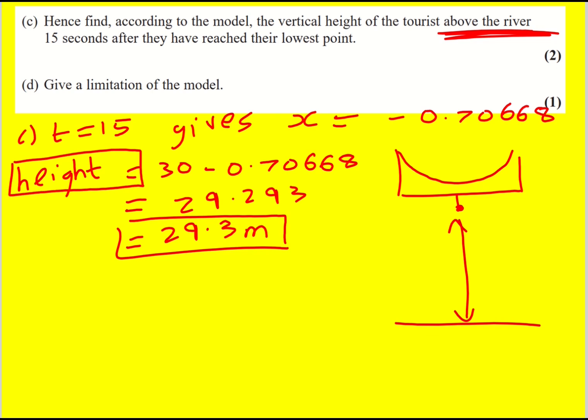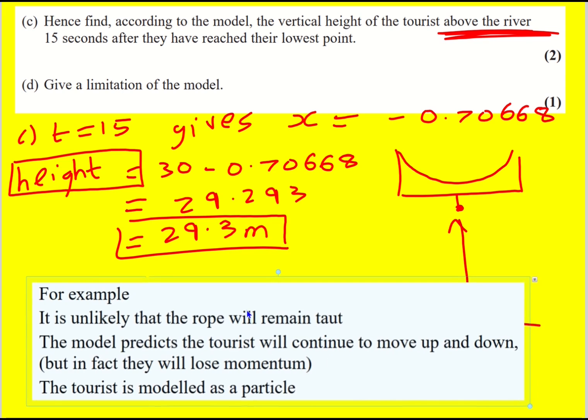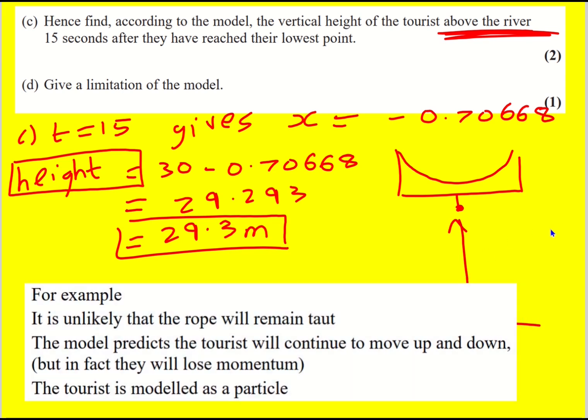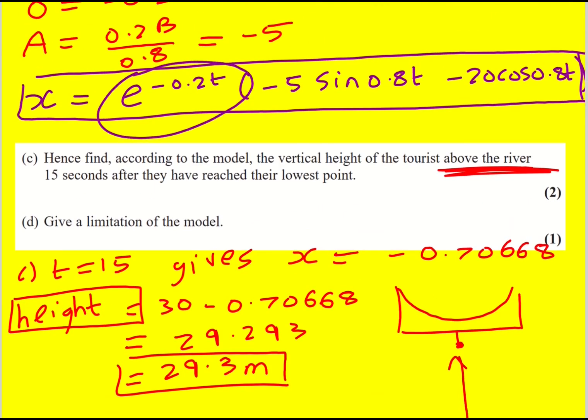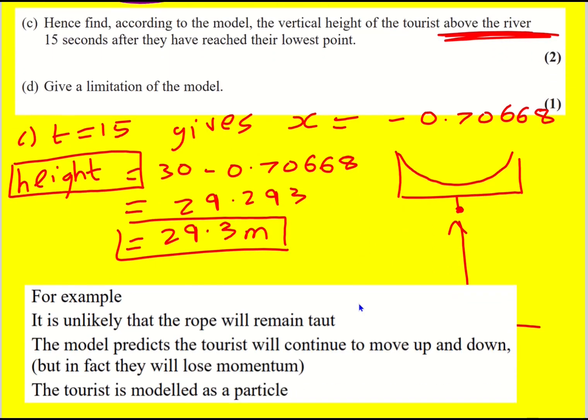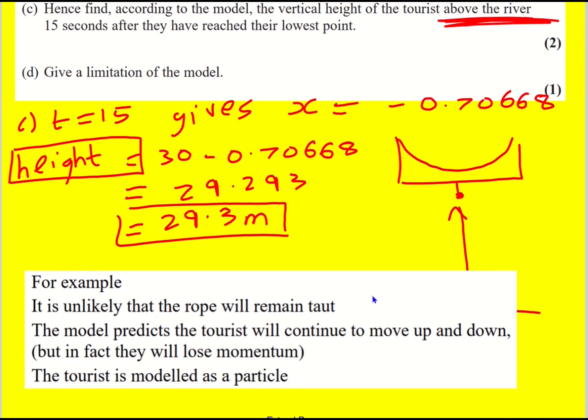Finally, we're asked to give a limitation on the model. Now I'm going to go through what the mark scheme says, and I'm going to put down what I said, which I couldn't find on the mark scheme, so I didn't want to start with it. So you could say it's unlikely that the rope will remain taut, because the person's going up and down. There'll be periods where it's not taut. The model predicts they'll continue to move up and down, but in fact they'll lose momentum. Now I don't really agree with this one, because there's an exponential component which is making it get smaller each time. So that is surely bringing in the fact that they're going to lose momentum.